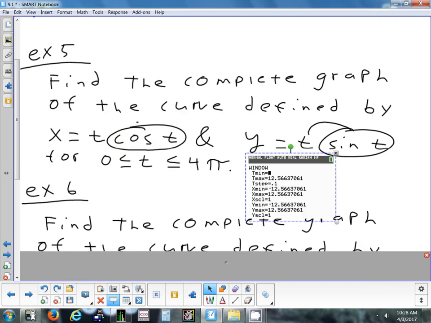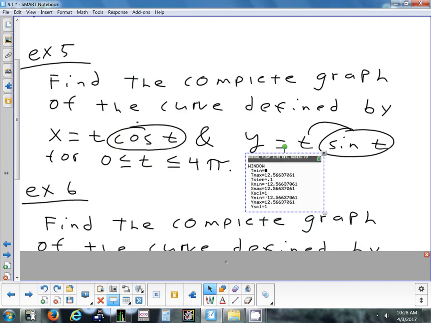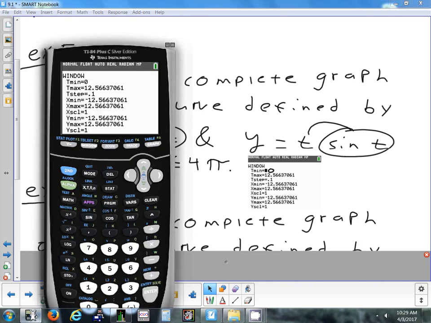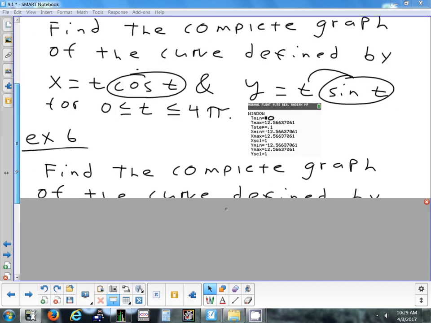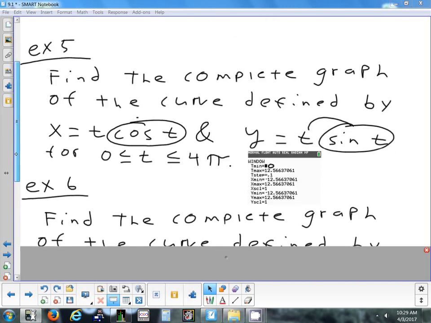Those are all the values you should type in. If your t-step is, let's say, 2, you're going to get a spiral, but it's going to be like line segments. It's going to look kind of jagged. I'd say 0.1 looks pretty smooth. It's not perfect. I can kind of see it a little bit, but good enough. Okay, so there's that one.